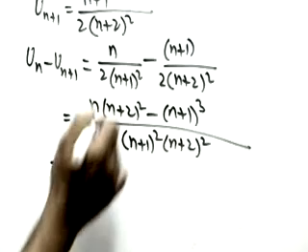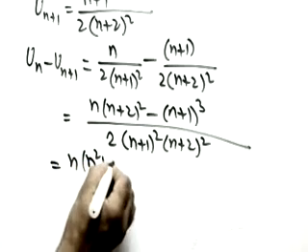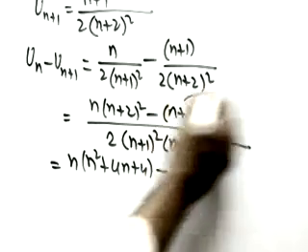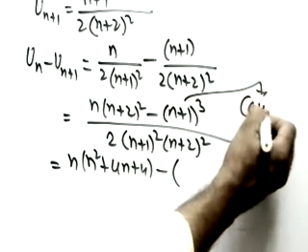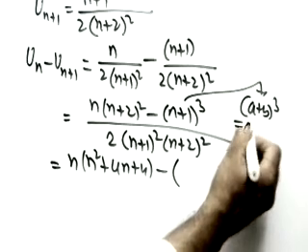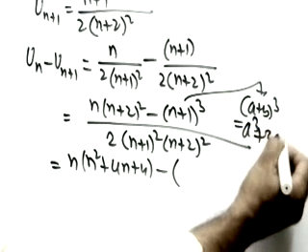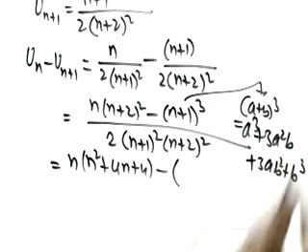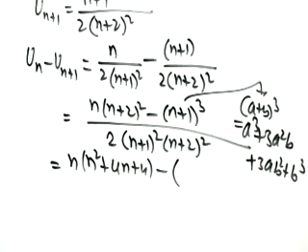So see here, let me do one thing. You expand this: (a+b) whole square is a square plus 2ab plus b square, so 2 into 2 is 4, plus 2 square is 4. (a+b) whole cube, you know the formula of (a+b) whole cube. It's a cube plus 3a square b plus 3ab square plus b cube.